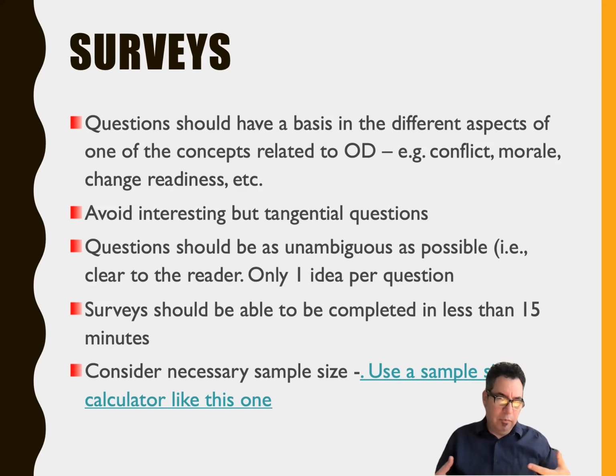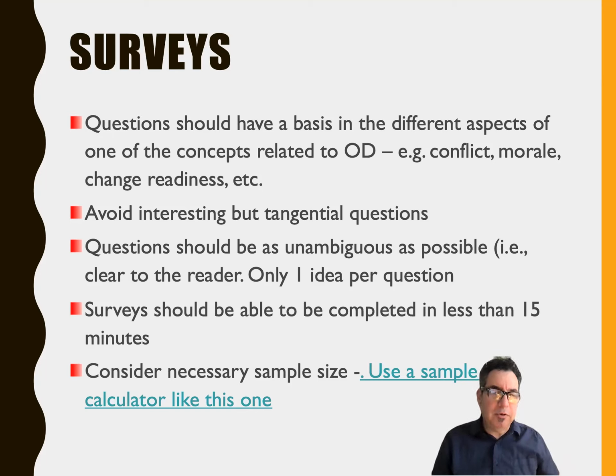OD, you're trying to get the people, personnel, i.e. employees, staff, volunteers, perceptions on things, not a congregation's member on service times, right? So avoid padding it here with things that you want to know about, but that are tangential to the concerns of organizational development. The questions should be as unambiguous as possible, i.e. very clear to the reader, only one idea per question. So avoid the tendency to ask them like 2 different things in one question because they'll be confused.